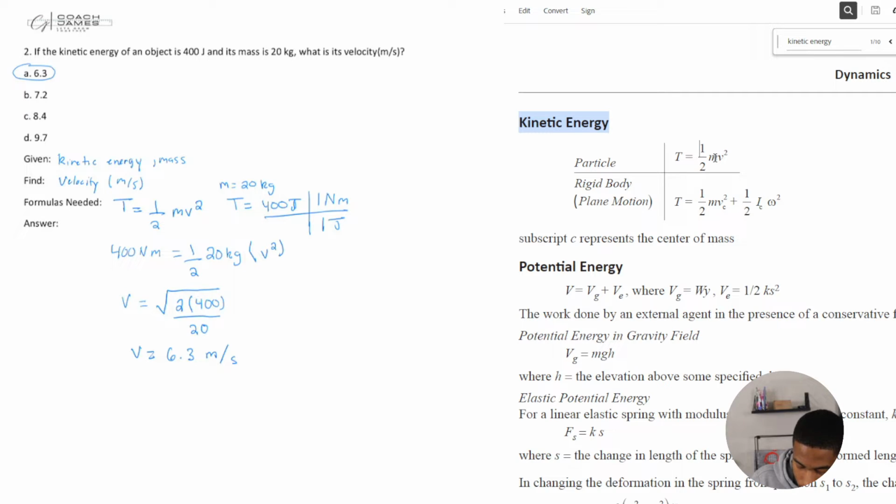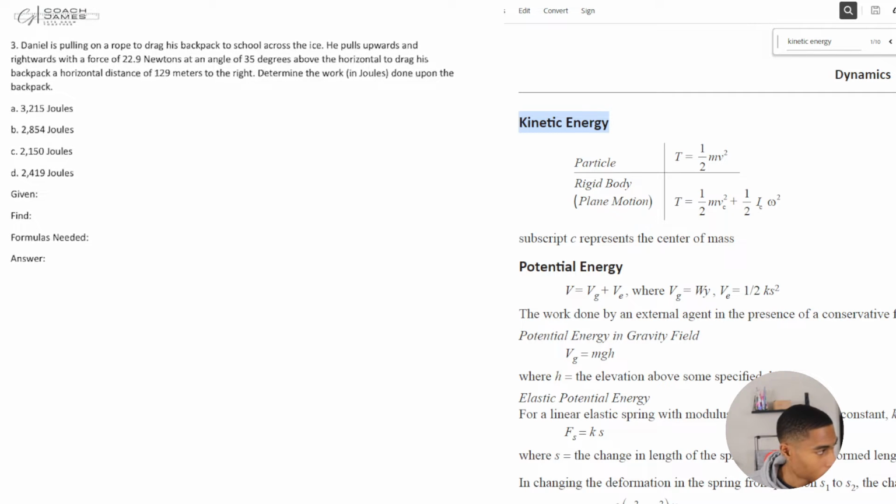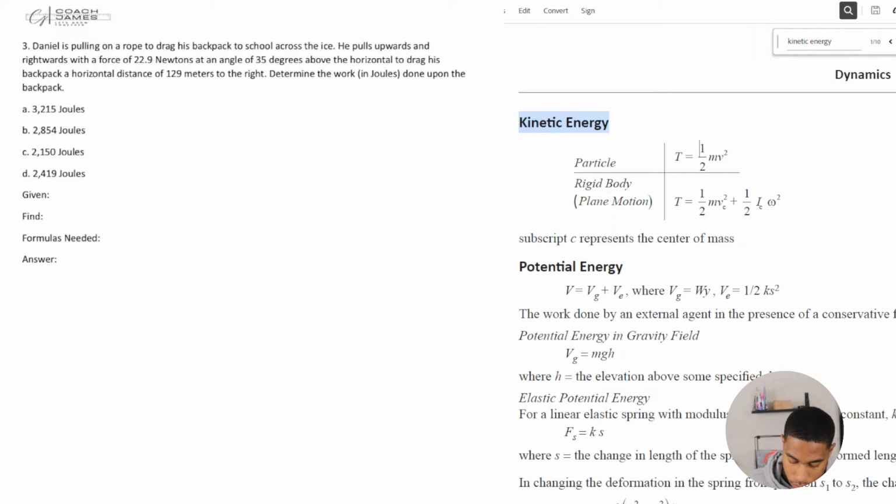All right, let's look at number 3. All right. So this one says, Daniel is pulling on a rope to drag his backpack to school across the ice. He pulls upwards and rightwards with a force of 22.9 newtons at an angle of 35 degrees above the horizontal.